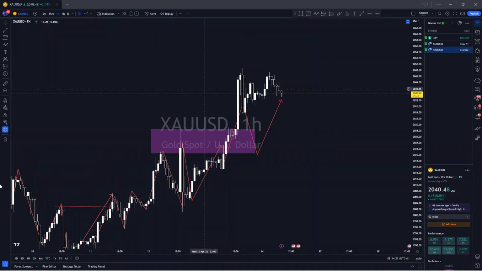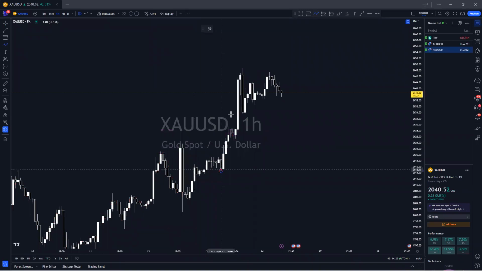So gold, wahala. We created the highest high, then we created the higher low. Price pushed up, failed to create another high, and now it's pushing down.